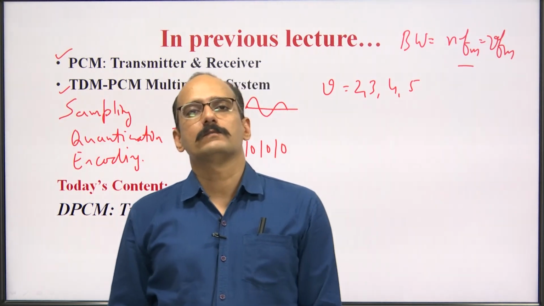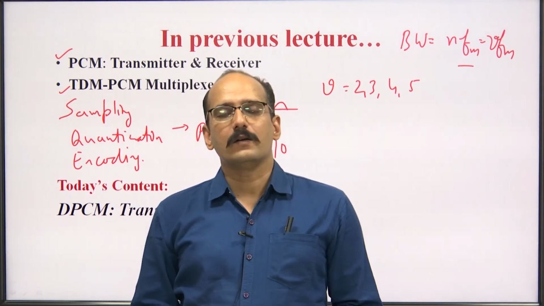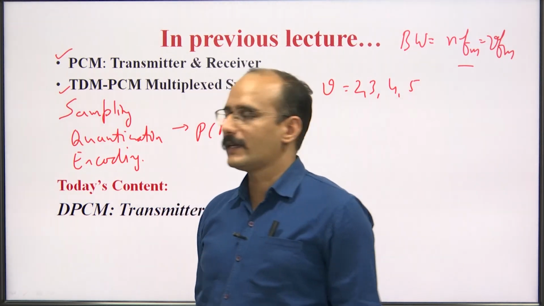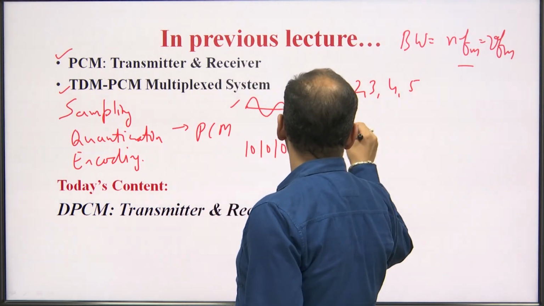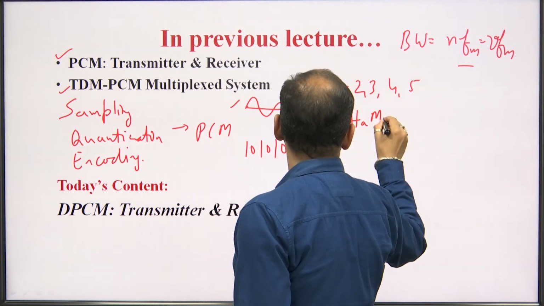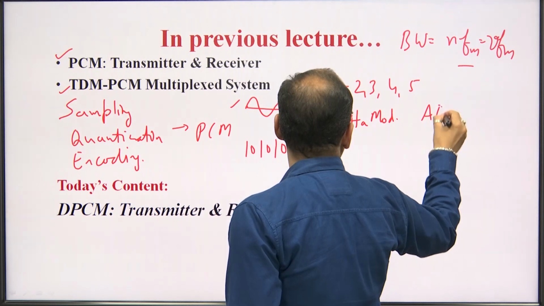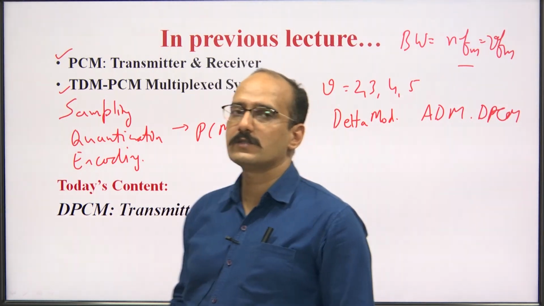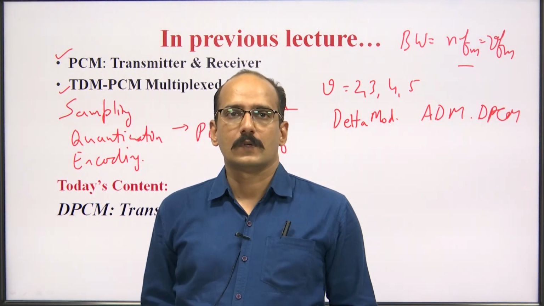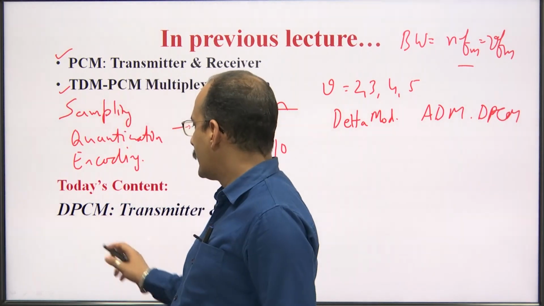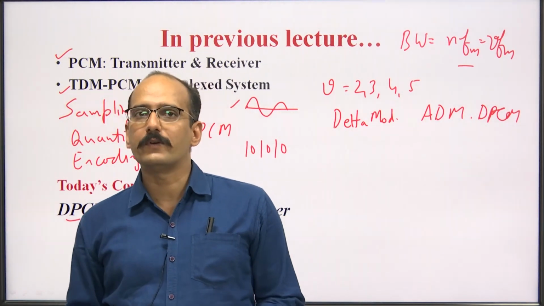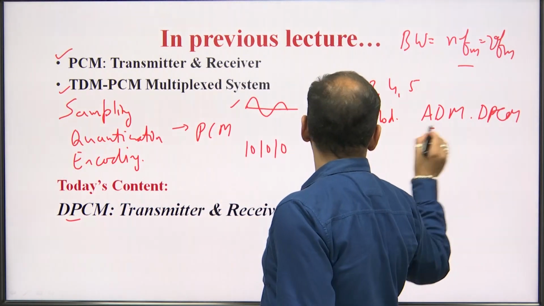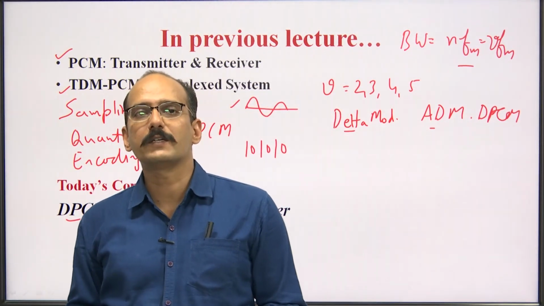To remove this problem, some derived pulse code modulation techniques can be used, and those techniques are delta modulation, adaptive delta modulation, or DPCM. These are all the techniques present here. Before starting DPCM, I want to give you some idea about delta modulation and adaptive delta modulation, because it is required here.